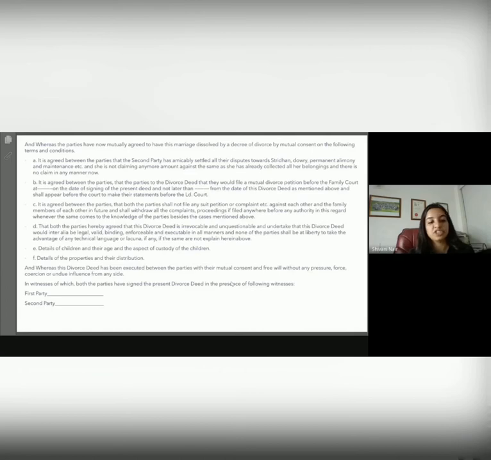Then the details of their children, their age, and the aspect of the custody of children. Like I mentioned before, whatever the details of the children are, like let's say they have two children, one is a minor child who is 7 years old, and one is a major child who is 18 years old. Who is going to take care of the marriage of the child? Who is going to take care of the custody of the child? Who is having the visitation rights?